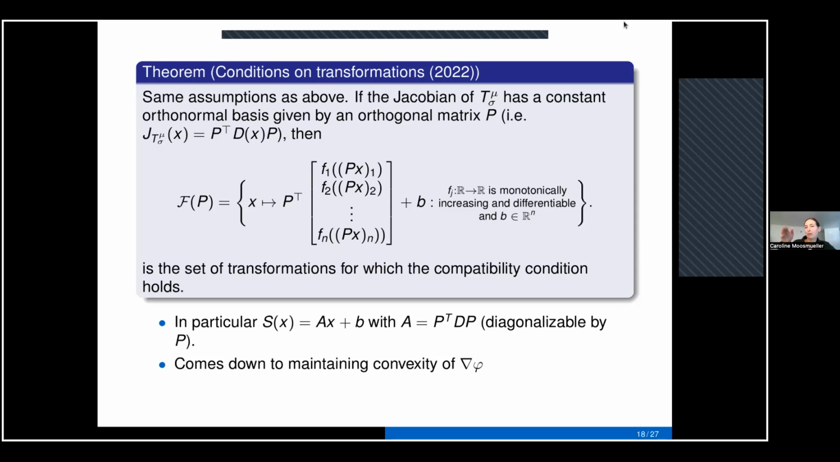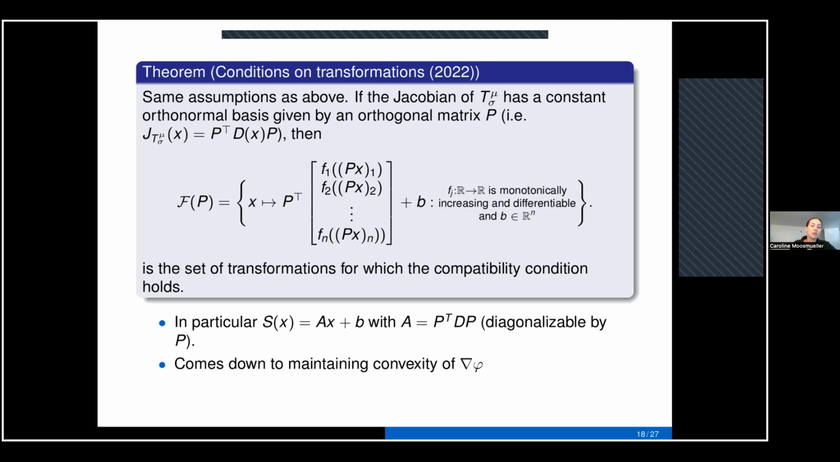as long as this optimal transport map from sigma to mu has a specific kind of property, namely, if you diagonalize the Jacobian, the orthonormal basis, so the matrix P basically in the diagonalization, should be constant. So this is an assumption that we need. But if we know that, we can basically say, okay, all kinds of shearings where the diagonalization goes in the same eigendirection will satisfy this compatibility condition that I talked about before.